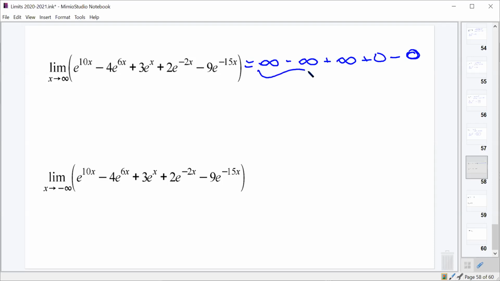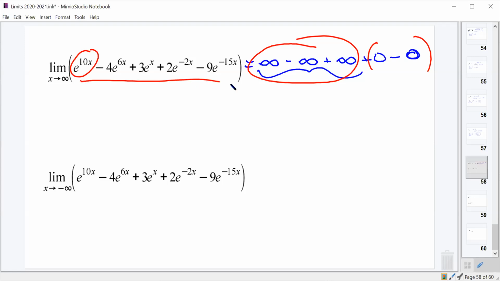So the problem that we have here is this infinity minus infinity plus infinity. Anytime you have infinity minus infinity, that is indeterminate, and so we have to deal with that in some way. If we look at the second part, this plus 0 and this minus 0, those aren't a problem. It's all these extra infinities that are a problem. So to get rid of those infinities, we're going to take the largest exponent, this e to the 10x, and factor out e to the 10x from all 5 pieces of what's in my function here. So we're going to look at the limit as x approaches infinity of e to the 10x times... If I factor e to the 10x out of e to the 10x, what's left?